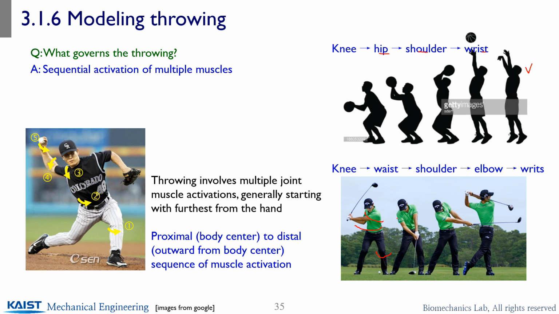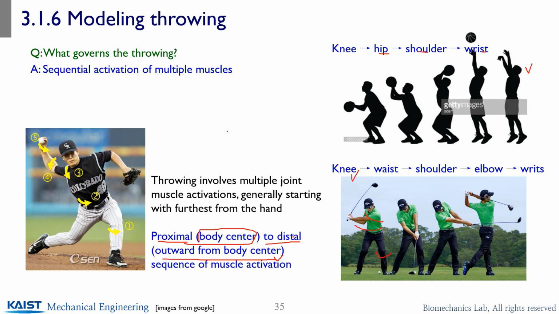Okay. So what has been known from the biomechanical analysis is that those activations mostly happen from proximal to distal. Proximal stands for whatever is near the body center, to distal, which is outward from the body center. So that's what we could observe here, and in most of the other throwing motions.